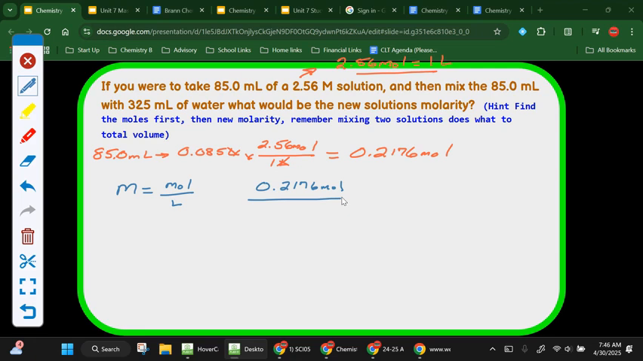When I mix these together, the total volume now becomes these two numbers added together, because I can't put this in there without putting the water in with it. So you're adding these two volumes together, ladies and gentlemen. If you add 325 and 85, we get 410 milliliters. Not worried about sig figs at all.